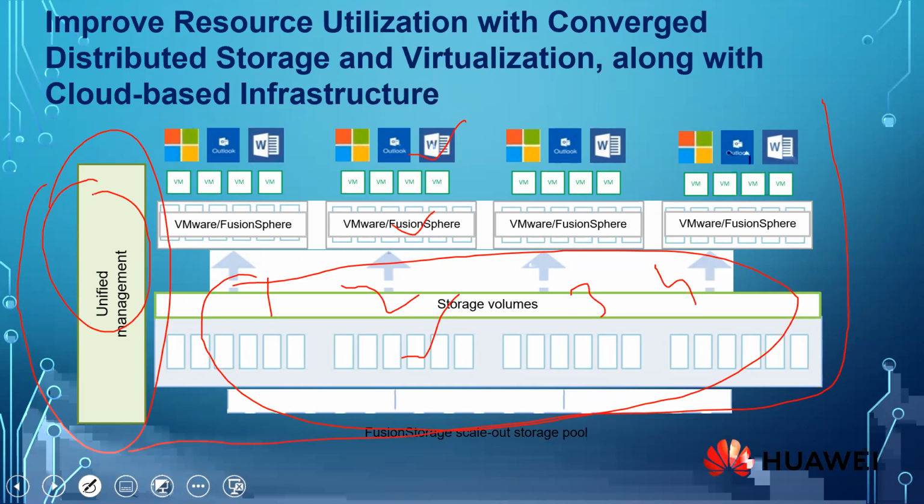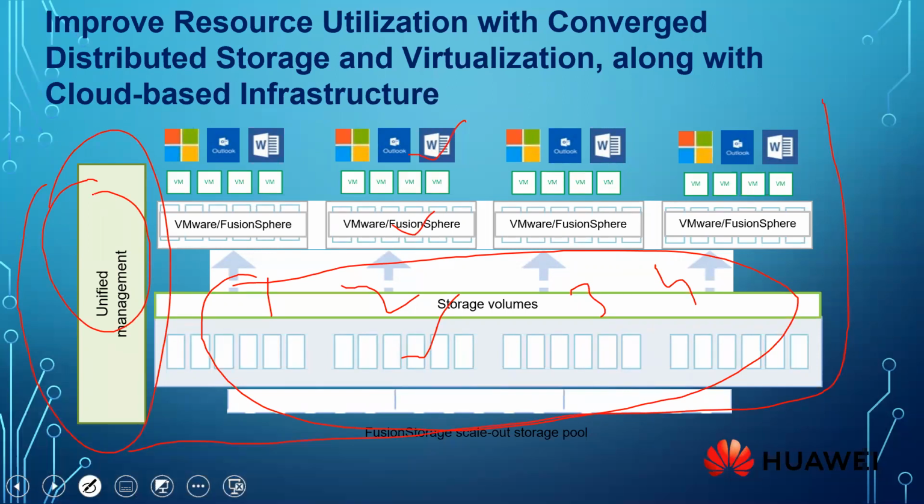So HCI is the best architecture right now to manage your storage, your virtualization software, all the VMs, and network-related things as well. Everything will be in one box. So it is like a cloud-based infrastructure.